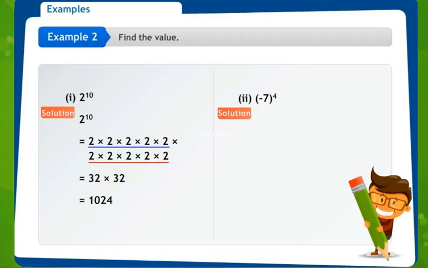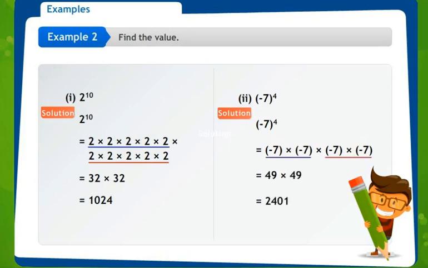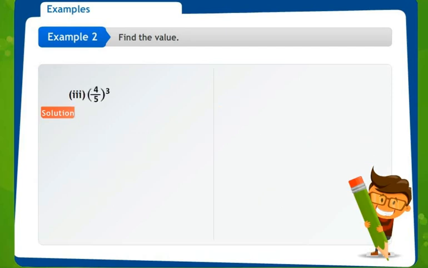Next, minus 7 raised to 4. Here minus 7 is the base, 4 is the index. Now here minus 7 needs to be multiplied 4 times. Minus 7 into minus 7 gives you plus 49. So 49 into 49 is going to give you 2401.